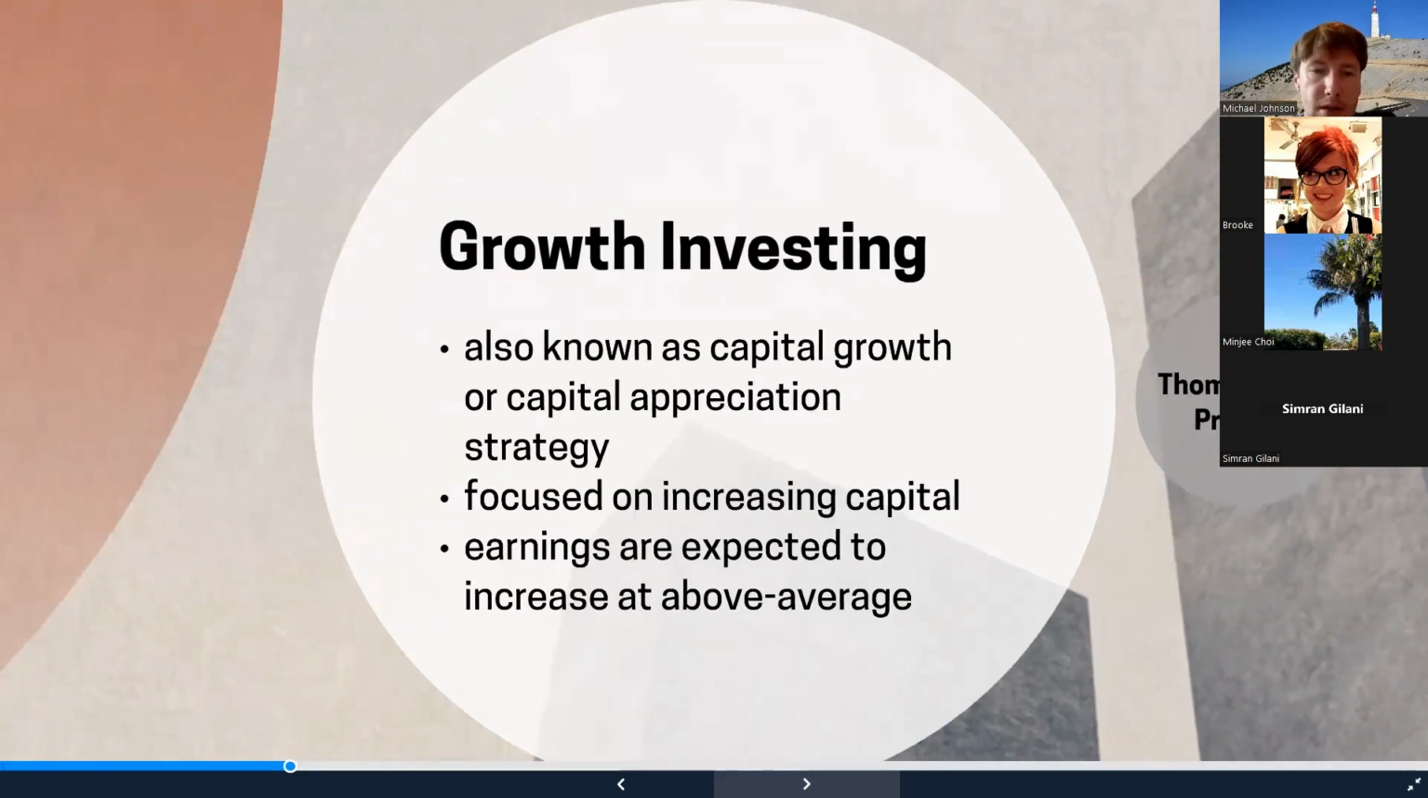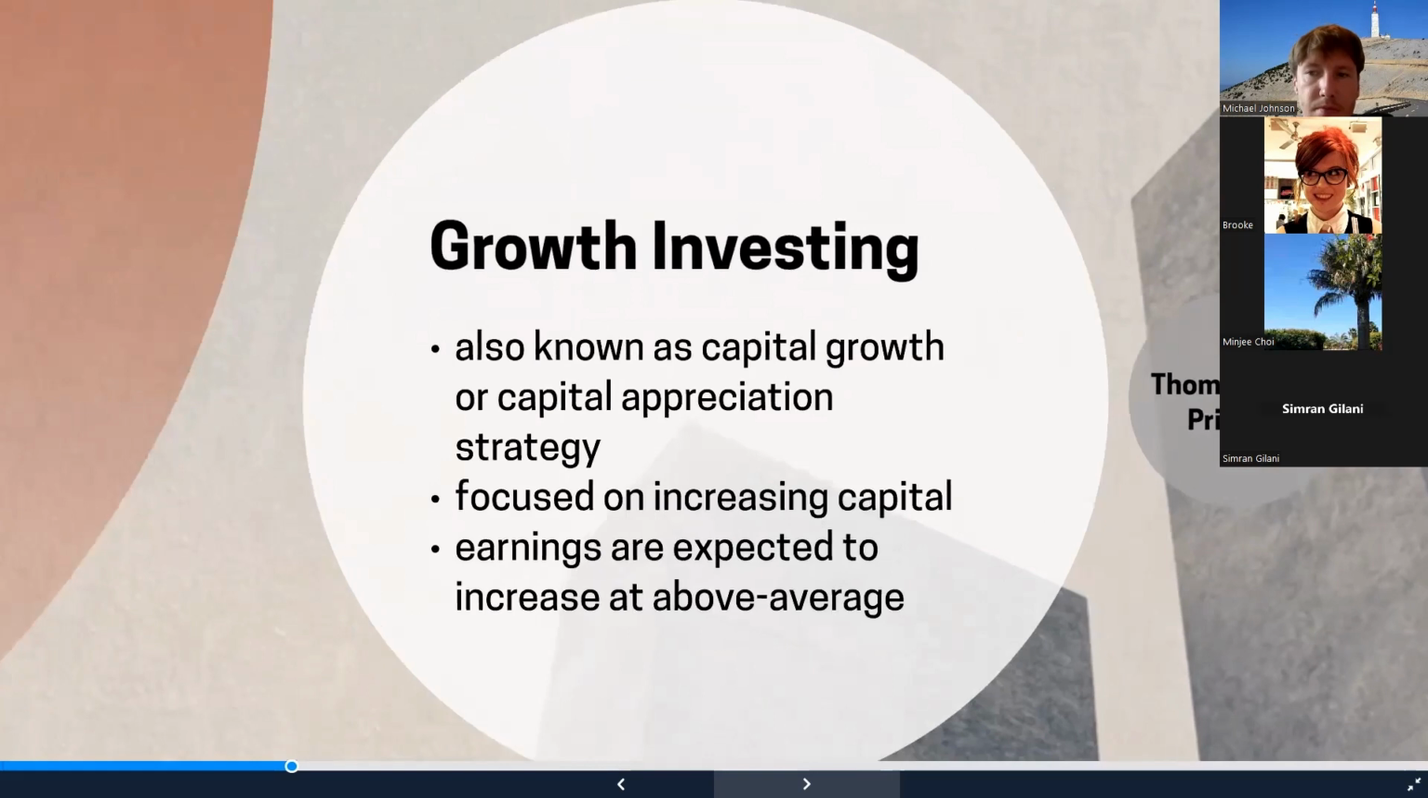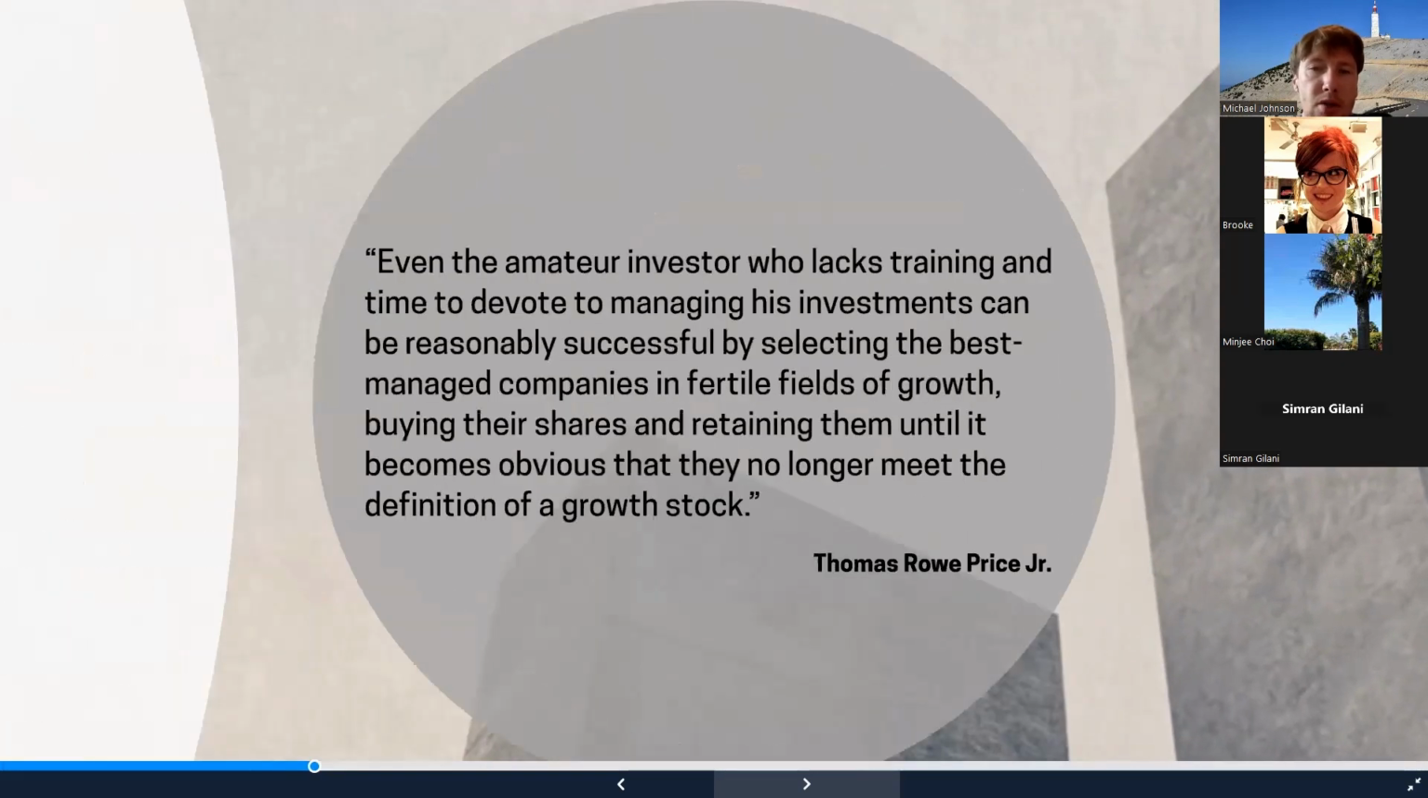And then growth investing is also known as capital growth or capital appreciation strategy, focusing on increasing capital, and earnings are expected to increase at above average. As Thomas Rowe Price Jr. said: "Even the amateur investor who lacks training and time to devote to managing his investments can be reasonably successful by selecting the best managed companies in fertile fields of growth, buying their shares and retaining them until it becomes obvious that they no longer meet the definition of growth stock."